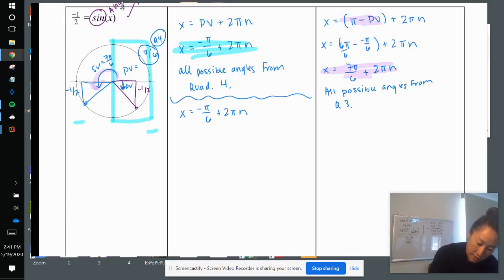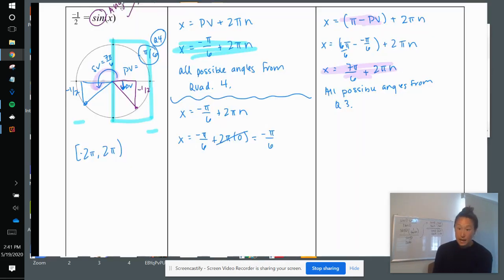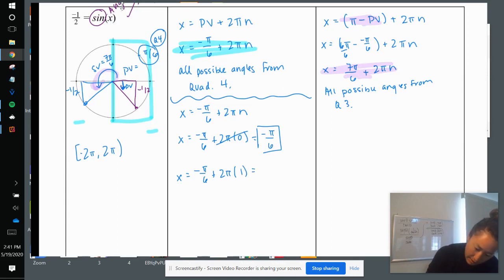So right now, if I use the integer 0, negative pi over 6 plus 2 pi times 0, that cancels, giving me negative pi over 6. Is negative pi over 6 between negative 2 pi and 2 pi? Yes. So this is an answer for us. Okay, so we're going to do another one. Negative pi over 6 plus 2 pi, any integer bigger than 0. Okay, 1. So I'm going to add, instead of 2 pi, let's call this 12 pi over 6, giving us 11 pi over 6.